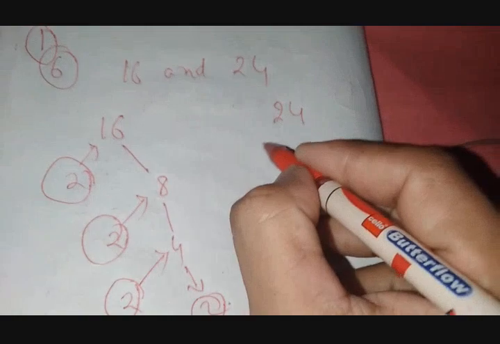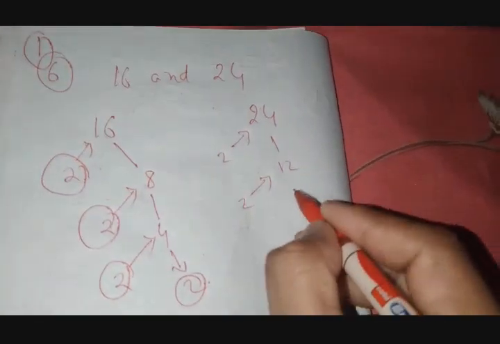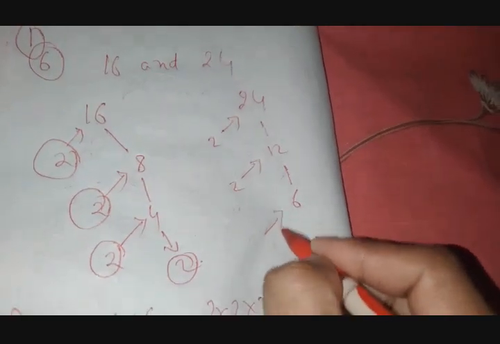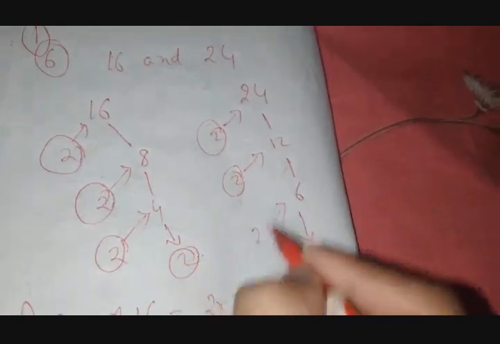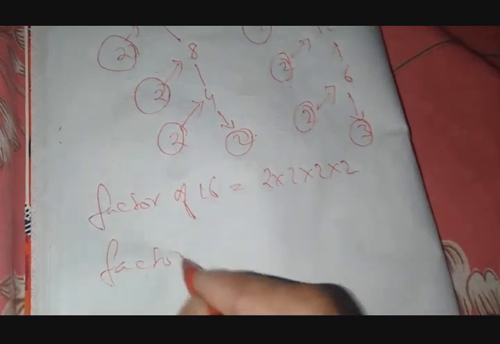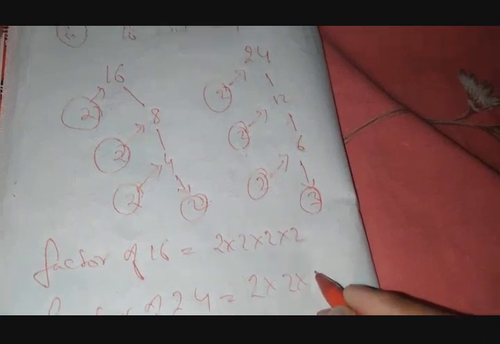Then we have to do 24. We divide it by 2, we get 12. Again we divide by 2, we get 6. Again we divide by 2, we get 3. So the prime factors of 24 are 2 into 2 into 2 into 3. So in this way we find the factors. In this way we will do this chapter. Next we are going to learn about HCF and LCM.